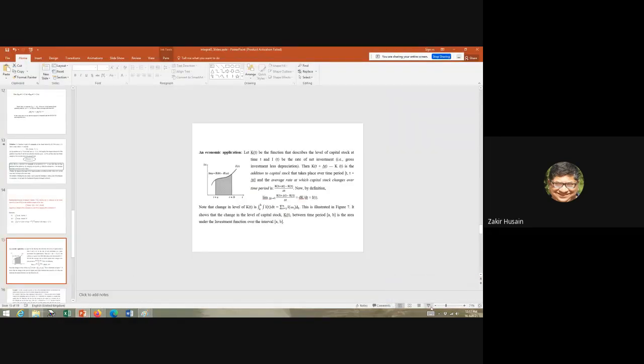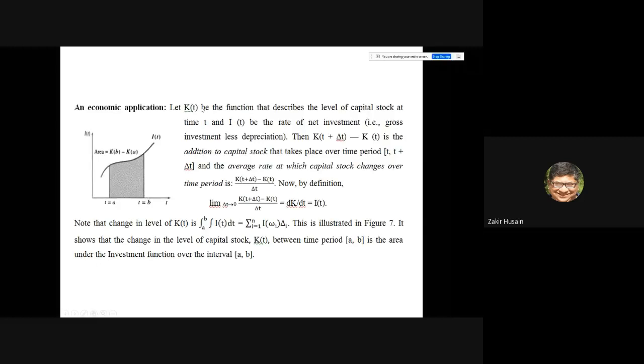Okay, so we have capital and I_t is the investment. Now we want to find out what the investment is. So investment is the difference between the capital stock in the two periods. Investment is the increase in capital stock, right?